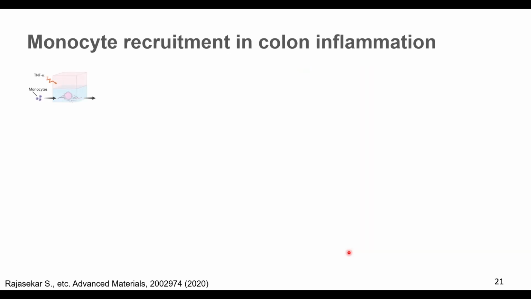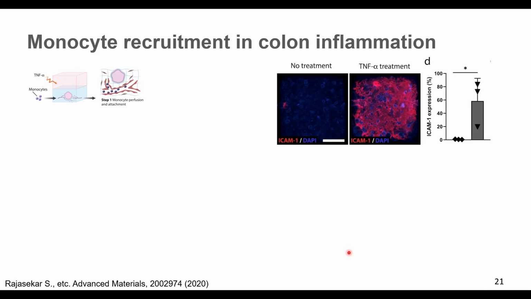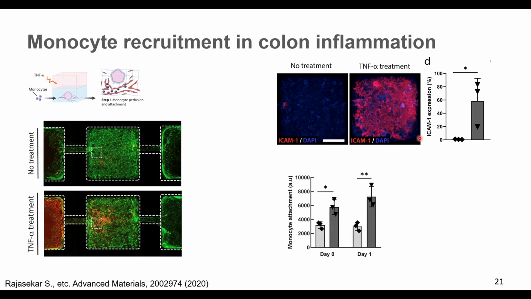So next, we wanted to model colon inflammation. So we treated this tissue with TNF-alpha, an inflammatory cytokine. And the first step of this inflammatory response is the activation of these vasculatures. So when we treated these tissues, the endothelial cells now start to have this increased expression of ICAM1 on the vascular inner luminal surface. And then we perfused circulating immune monocytes through the vasculature. The monocytes are labeled in red color here.